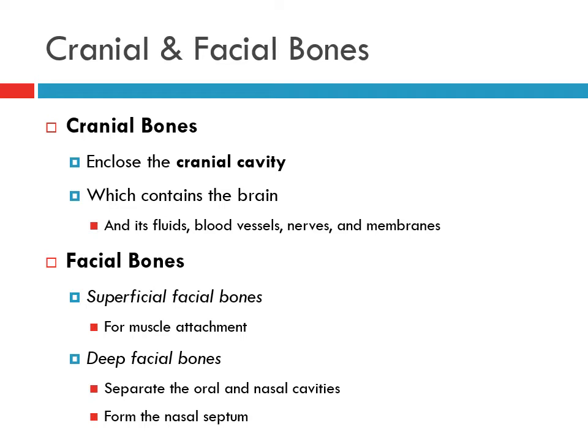Our facial bones, we have two layers of facial bones: superficial facial bones, which are for muscular attachment, and then deeper facial bones, which are separating the oral cavity from the nasal cavity and forming the nasal septum, which is the separation between your two nostrils.